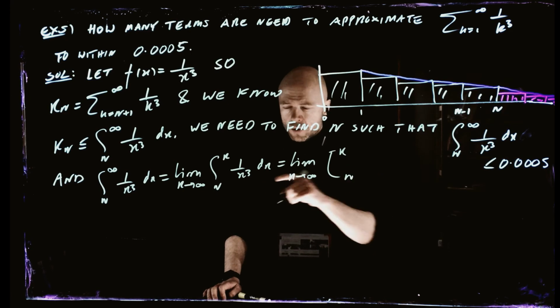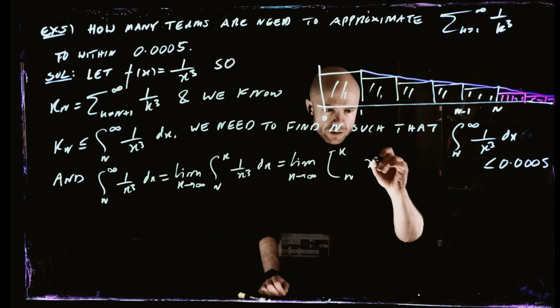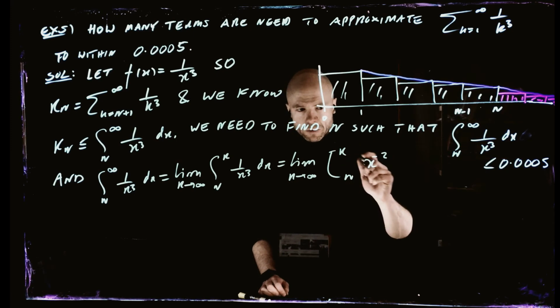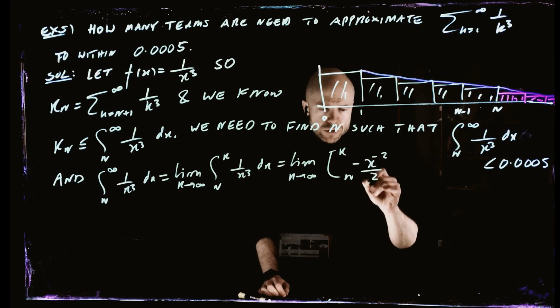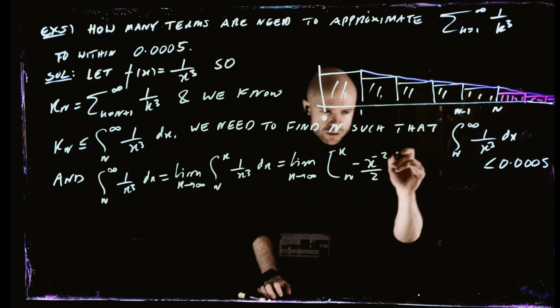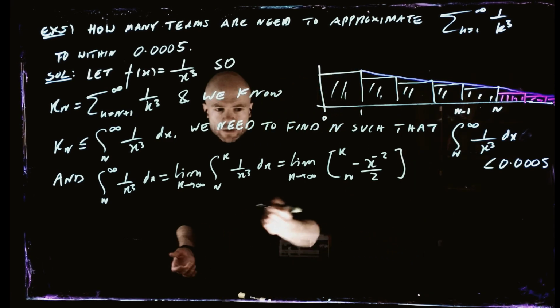And what's the antiderivative of this? Let's try x to the minus 2. If we differentiate this, we're going to get a minus 2, which is not what we want. So let's put a minus 1 over 2. If we differentiate this, we are indeed going to get this. Okay? Let's pull out this minus a half.